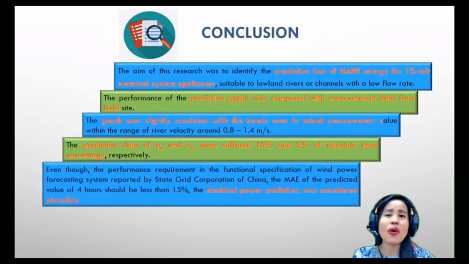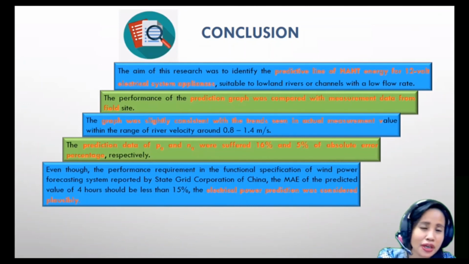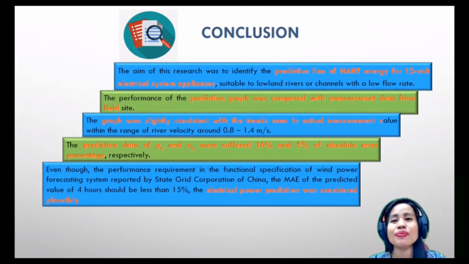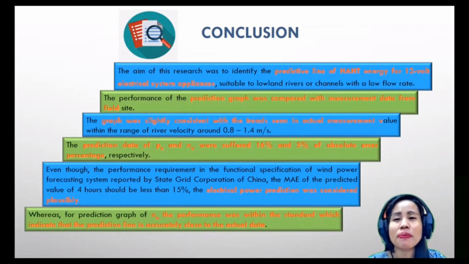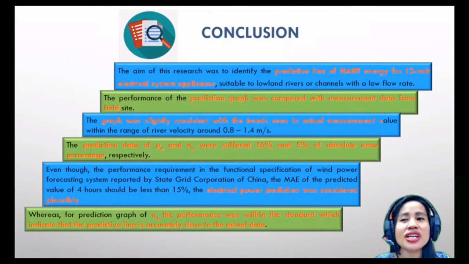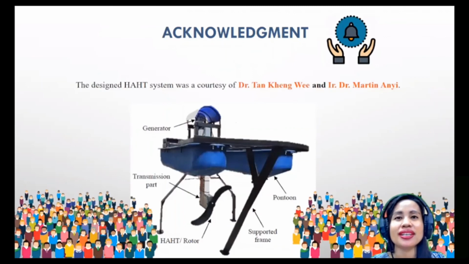According to the functional specification of a wind power forecasting system reported by State Grid Corporation of China, the MAE of the predictive value of 4 hours should be less than 50%. The electrical power prediction was considered plausible, whereas for prediction graph of NG, the performance was within the standard, which indicates that the predictive line is accurately close to the actual data.